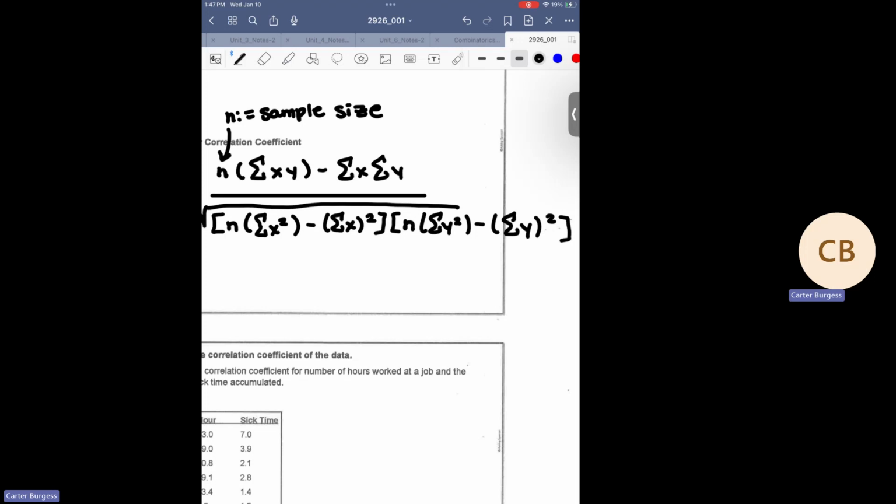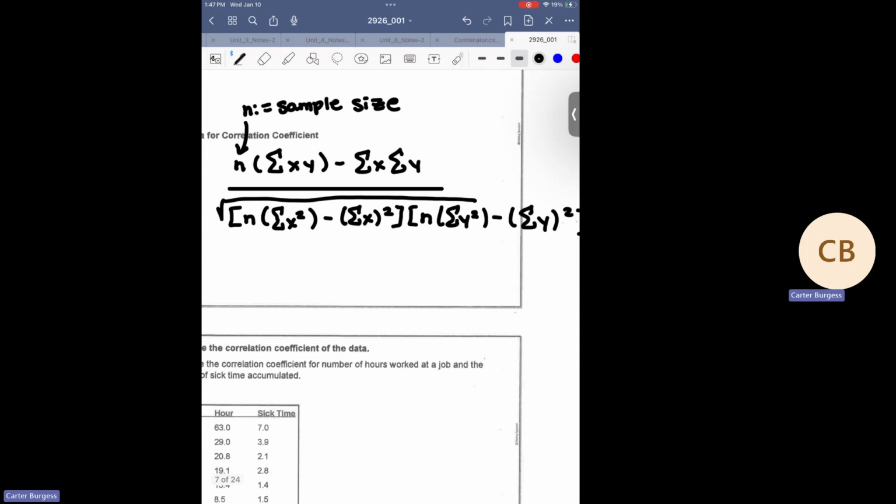The sum of the x's times the sum of the y's. Sum of x's is asking me to add all of the x's together. Sum of y's is asking me to add all the y's together, and then we're multiplying those two. And we already know what that is.